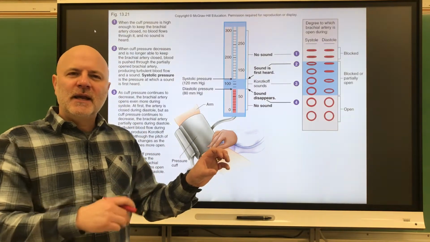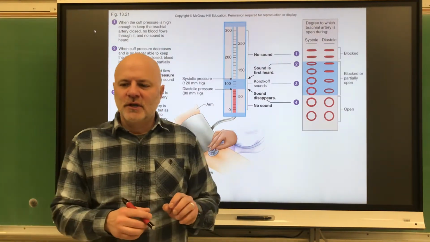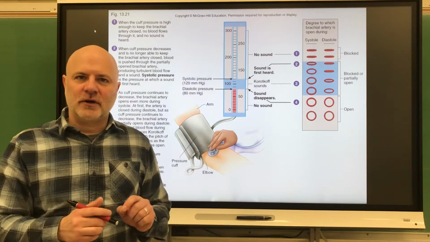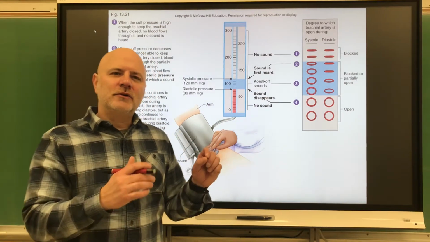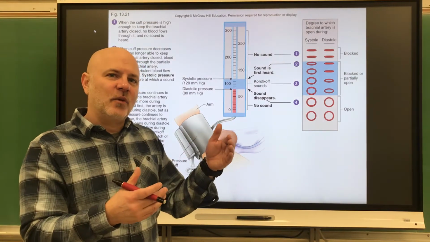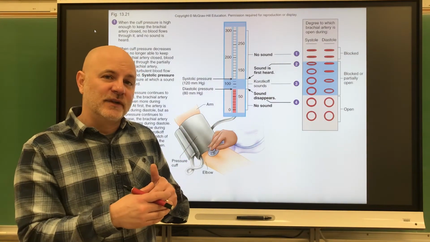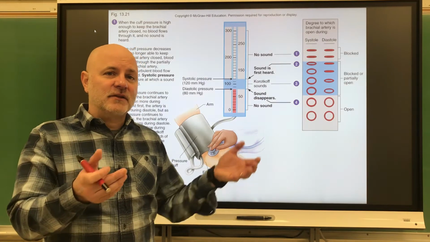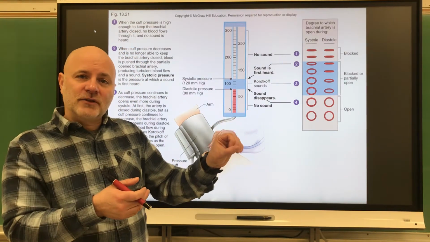All right. Next is diastolic pressure. Diastolic pressure is the lowest arterial blood pressure. During diastolic pressure, the ventricles are relaxed. And if the ventricles are relaxed, more blood is flowing into the ventricles, less blood in the blood vessels. So those blood vessels are going to recoil.